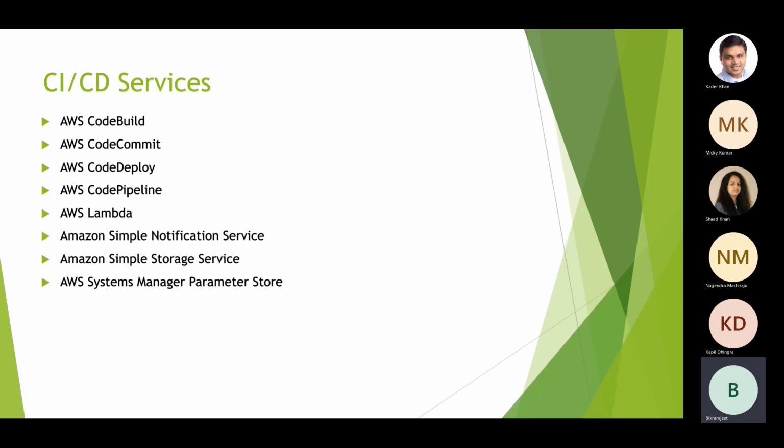And the next comes Amazon Simple Notification Service, that is SNS. So SNS plays an important role when we are developing CI/CD. It is more like notifying either users or the other services. So let's say you want to automate something. Let's take a scenario here.